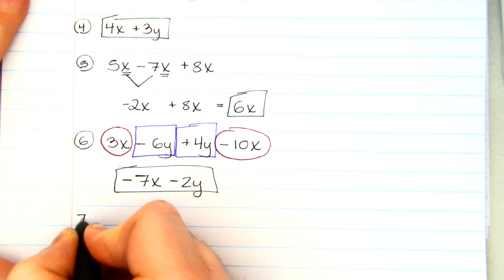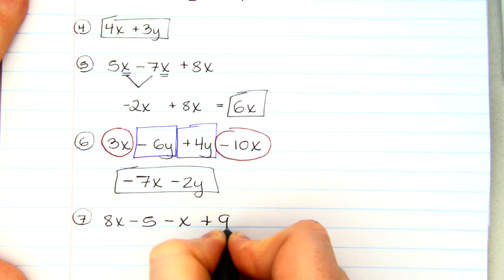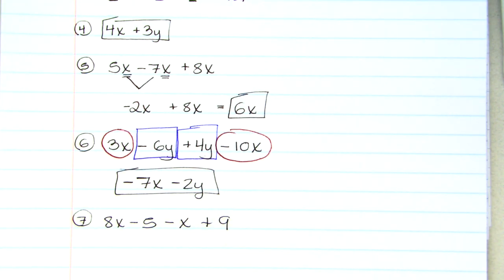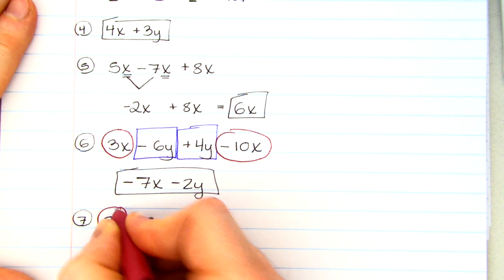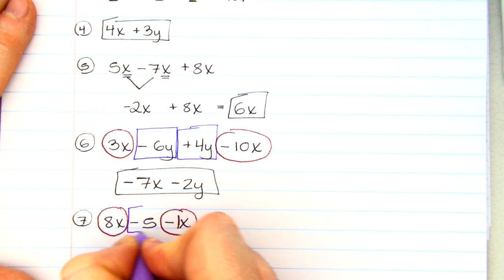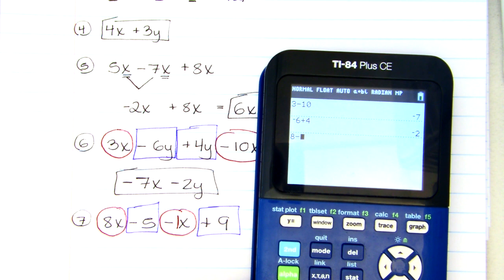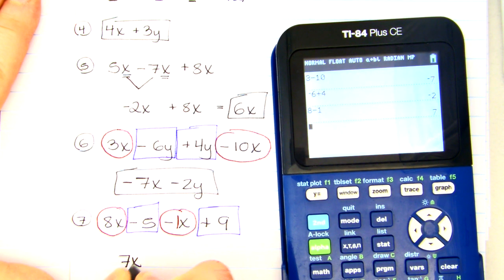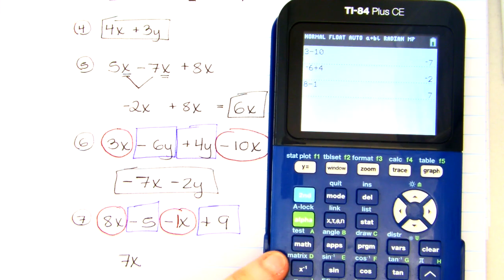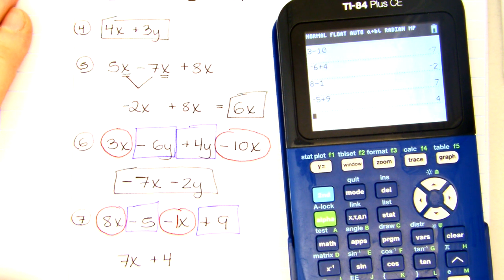What about something like this? Number 7, 8x minus 5 minus x plus 9. I want to circle my like terms, and when I do this, I want to make sure I include the sign that came before it. So 8x minus x, and remember minus x means minus 1x. Then I have negative 5 plus 9. Okay, 8x minus 1x, 8 minus 1. Going to the calculator, 8 minus 1 gives us 7. So we're going to say 7x. Negative 5 plus 9, going to the calculator here, negative 5 plus 9 will give you 4. And we're just going to say 4. The numbers without x's count as like terms over there.